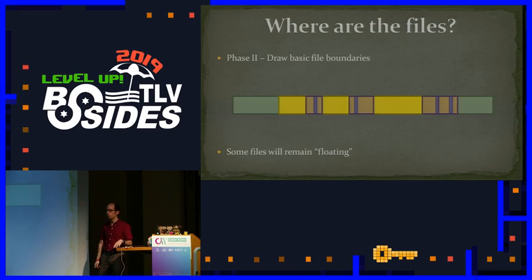Now we have basic file boundaries. Essentially, we know where several files could reside. Some of the files will be floating. We don't know where the files could be inside this scoped area. We refer to them as omnipresent. They could be anywhere. When we find a single match from that file, we'll pinpoint its location.